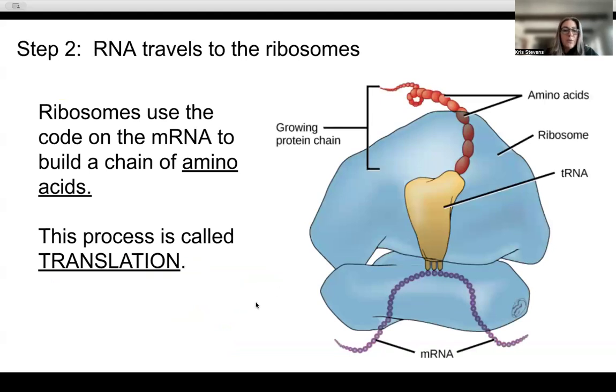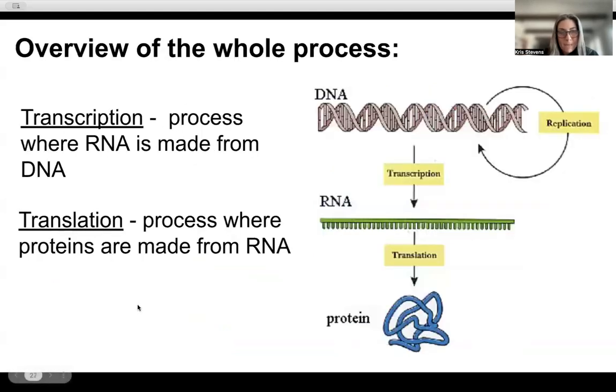Next, the mRNA travels to the ribosomes. Ribosomes use the code on the mRNA to build a chain of amino acids. This is called translation. Transcription and translation here. So first you replicate, then you transcribe to make the mRNA, then you translate. So you use the 3 letters to form codons, and then you make a protein.